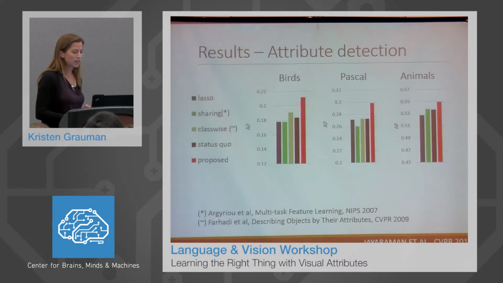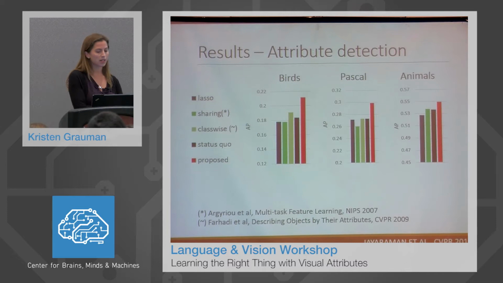Okay? So we've tested this on a number of state-of-the-art or benchmark data sets for attribute detection. And we're finding very consistent gains, right? So here I'm showing you a bunch of techniques. One's the status quo of just learning each attribute independently. This is really what 98% of methods today would do.